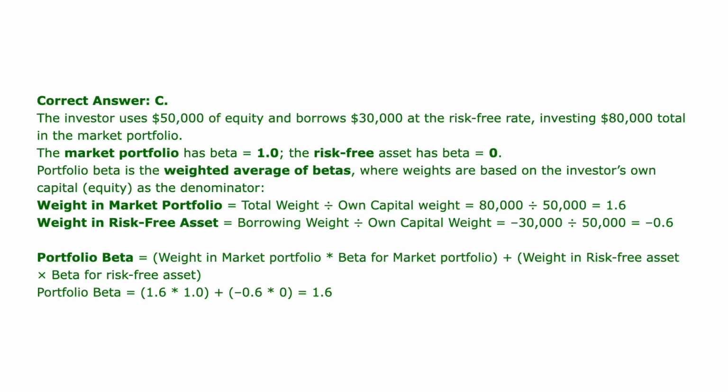Portfolio beta is a weighted average using the investor's own capital as the denominator. Weight in the market is total investment divided by own capital: $80,000 divided by $50,000 equals 1.6. Weight in the risk-free asset is borrowing divided by own capital: negative $30,000 divided by $50,000 equals negative 0.6. Beta equals 1.6 multiplied by 1.0 plus negative 0.6 multiplied by 0 equals 1.6.